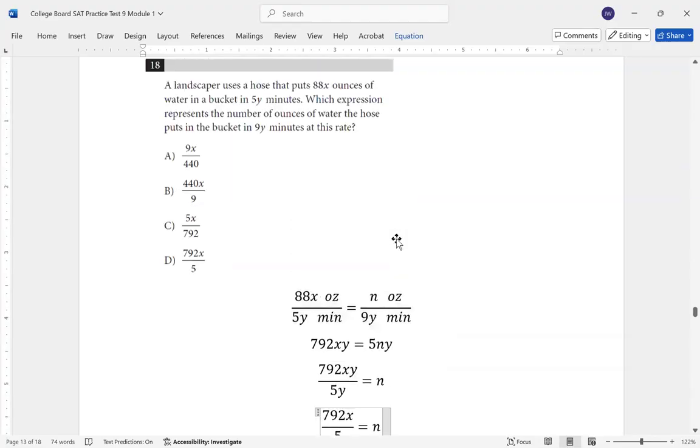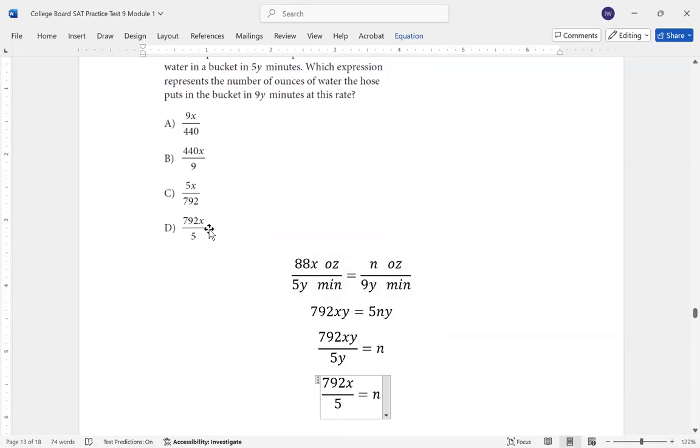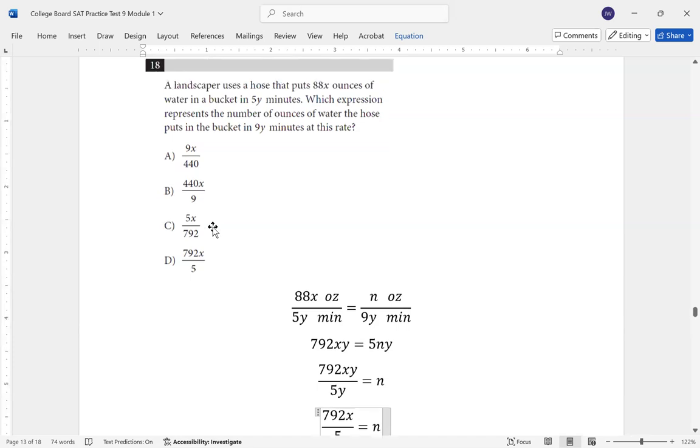So that's the answer D. 792 times x divided by 5 is going to be the number of ounces of water the hose puts in the bucket in 9y minutes. So 792x over 5 is the correct answer to this problem.